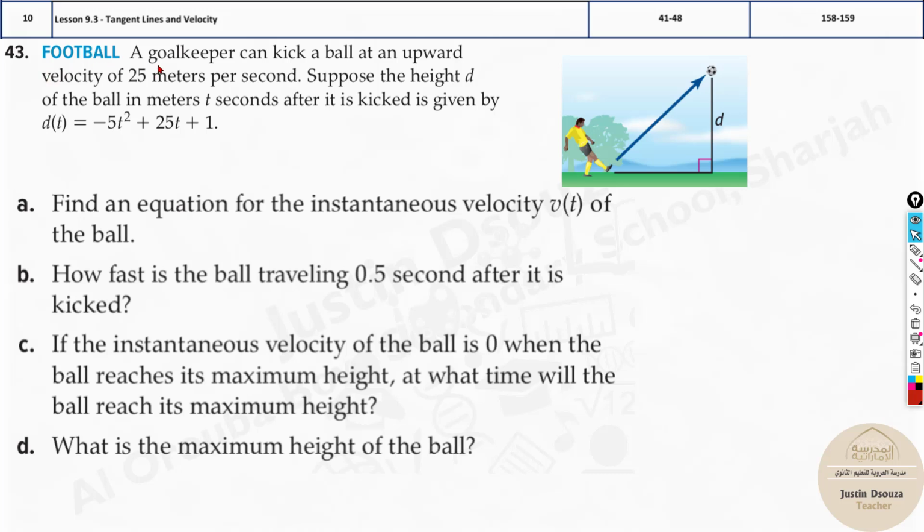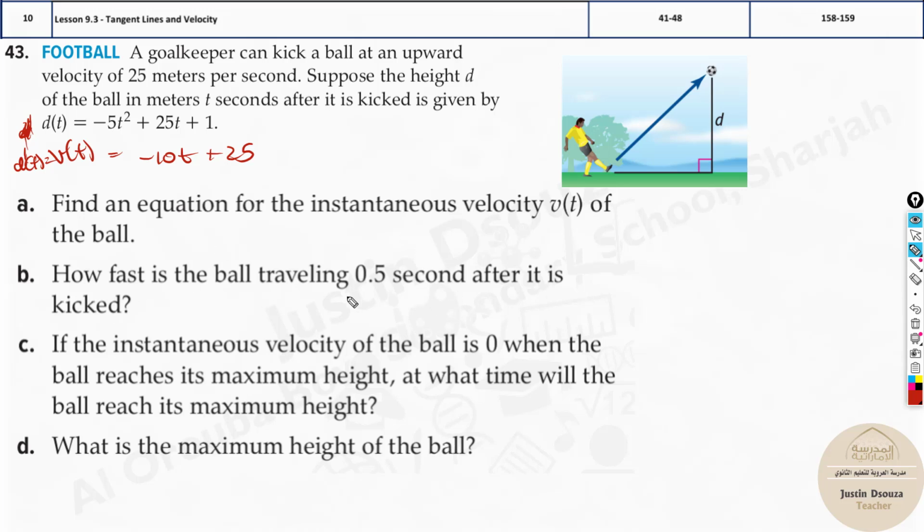Now we'll go ahead. Football. A goalkeeper can kick a ball at an upward velocity of 25 meters per second. Suppose the height d of the ball in meters t seconds after it is kicked is given by over here. Again, the position or distance is given. Find the equation of instantaneous velocity. Just derive this. Velocity v of t is basically the derivative d dash. d dash of t is equal to the instantaneous velocity. The 2 comes down to be negative 10t plus 25. That's the answer.